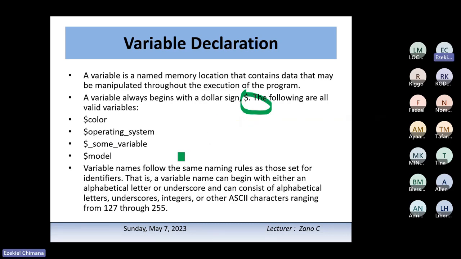So the following are all valid variables. This one or this one. If you want to join words, you join them using an underscore. It's just the same with all other languages. This one is also legal. This one is illegal. So take note of that dollar sign character there.